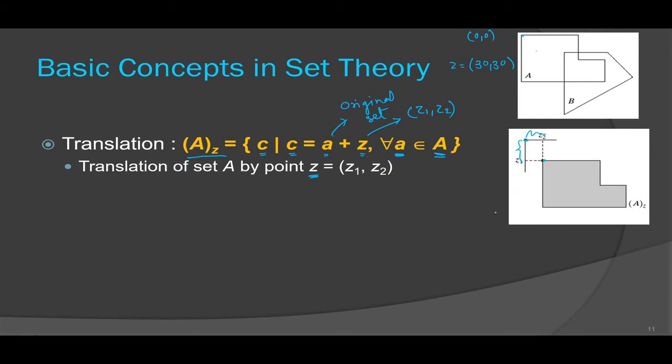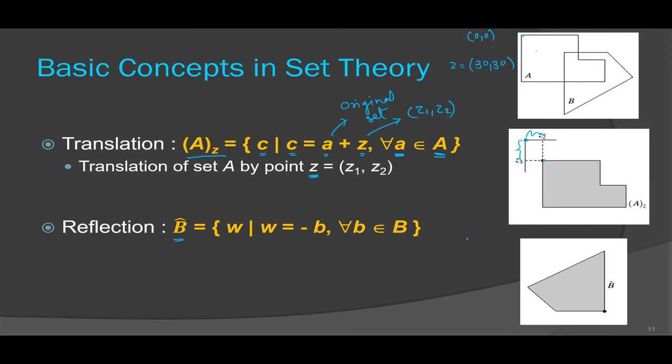Now the next concept in set theory is reflection, which is denoted as B hat, and B hat is given as the set of elements W such that W equals minus B, for all B that belong to set B. So for this set B, or this object B, we are applying this operation called reflection. We get B hat as the output, which contains all the elements W such that W equals minus B, for all B's present in this set capital B.